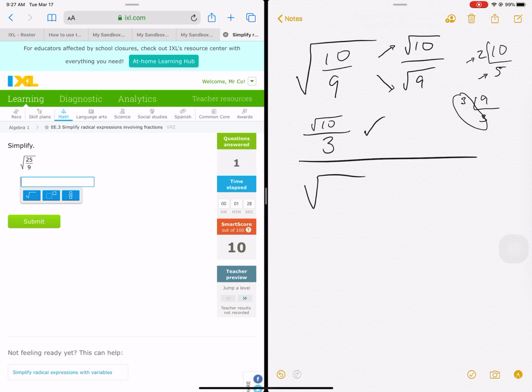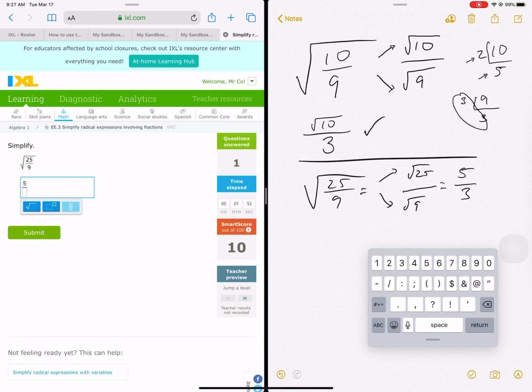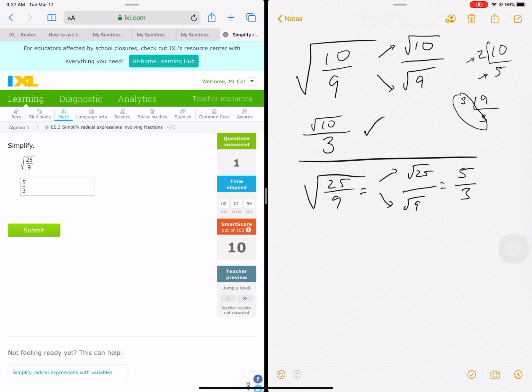Square root of 25 over 9. We said how many square roots we can break this up into. It's going to be a square root of 25 on top and a square root of 9. Do you really have to write the square root separately? No, you don't. I'm just writing it so you guys can see that these are actually two separate square roots. And the square root of 25 is 5, and the square root of 9 is 3. See, we treat them separately. So you can write the fraction 5 over 3.